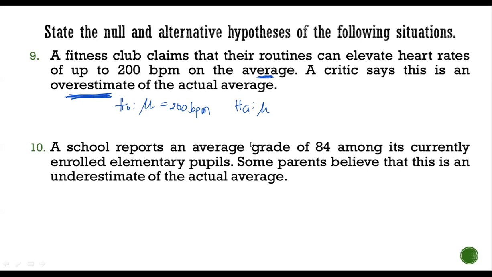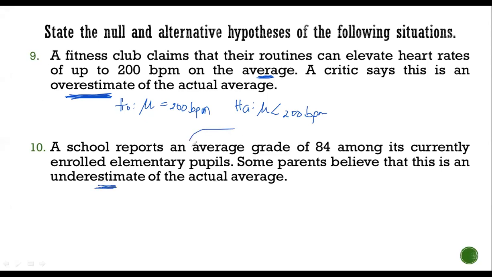Overestimate. Masyadong mataas. Kung masyadong mataas, anong gagawin natin? Okay, good job. So, bababaan natin. Kasi nga overestimate. Hindi yan feasible. Parang ganon. Imposible. Kaya, bababaan natin. 200 beats per minute. Contrary to number 9 is number 10.